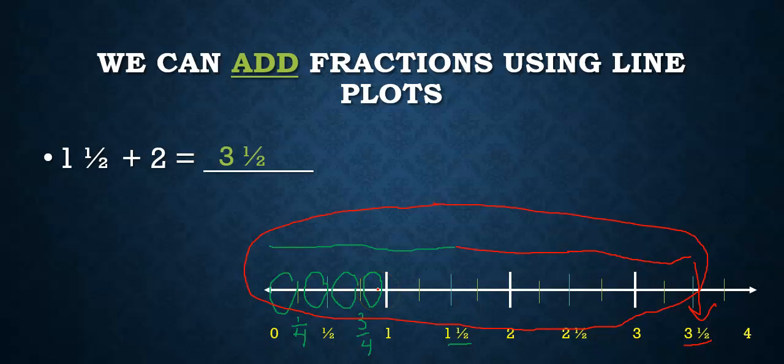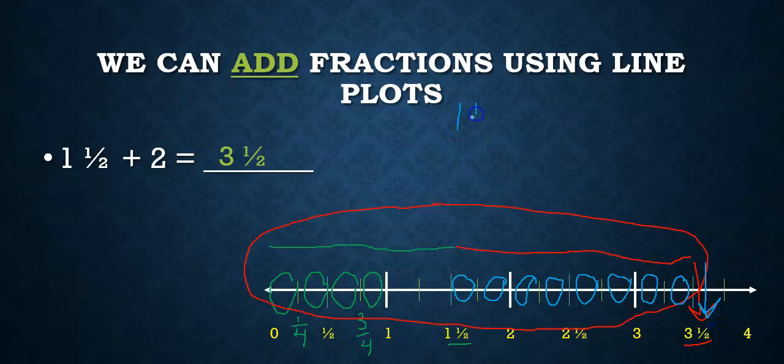So what I could do is count my spaces. I know I need 4 spaces to make one whole, which means I need 8 spaces to make 2 wholes. So I would initially start at 1.5, and then I would count 8 spaces over. 1, 2, 3, 4. That gave me my first whole. 5, 6, 7, 8. That gave me my second whole. I ended up, once again, at 3.5 to get the answer.